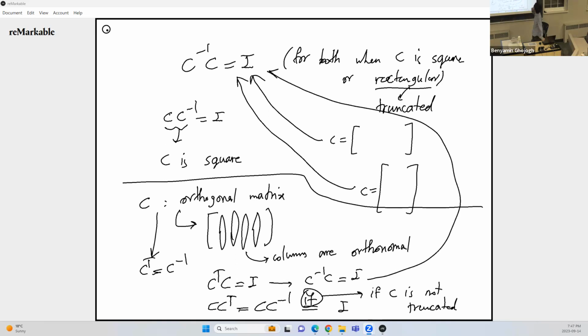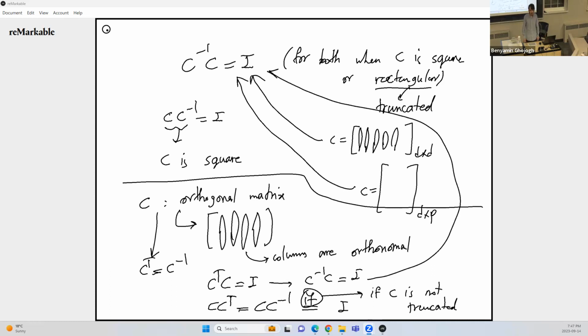So truncate means that, assume these are the columns of the matrix C. Assume this is D by D. When you truncate, you get rid of some of the columns. So it becomes D by P, for example, where P is less than D. So when you truncate it, it will not be a square matrix anymore. It will become rectangular. And why am I saying this?